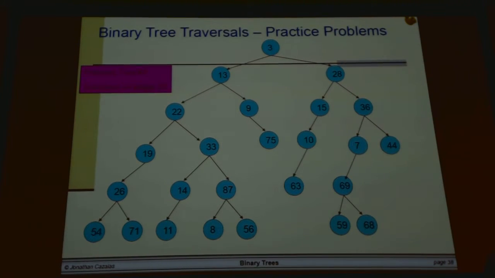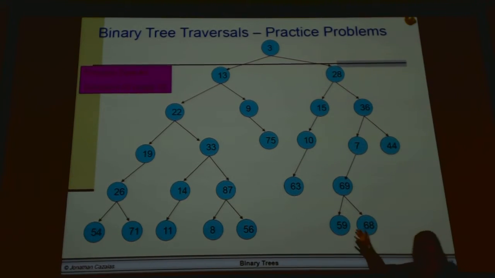Is 36 a parent? Which children does he have? So which way do we go next? To the 7, because it's his left. Is 7 a parent? Yes. So his child is 69. Is 69 a parent? Yes. So does he have a left? Yes. So we deal with his left.